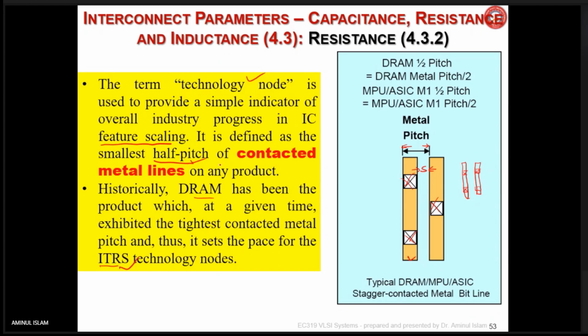Some metal lines may not be contacted. Actually, contacted metal lines are basically the bottom metal line, not the top one. Top will be wider, so pitch will be larger. So contacted means where you are actually going to contact metal with the N plus or P plus diffusion of NMOSFET.